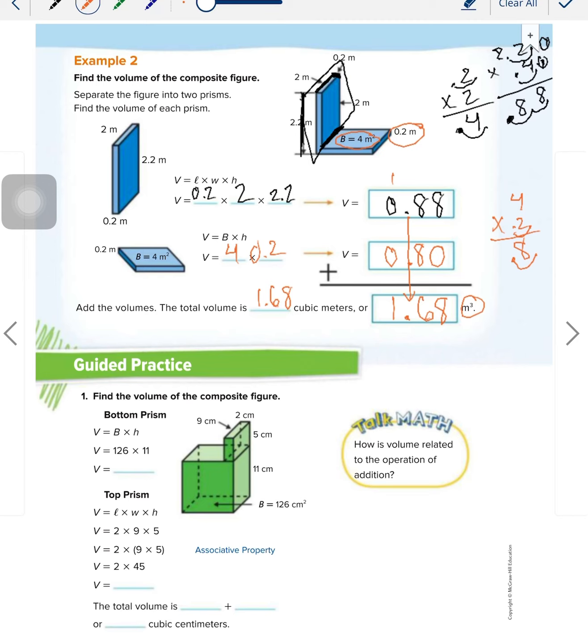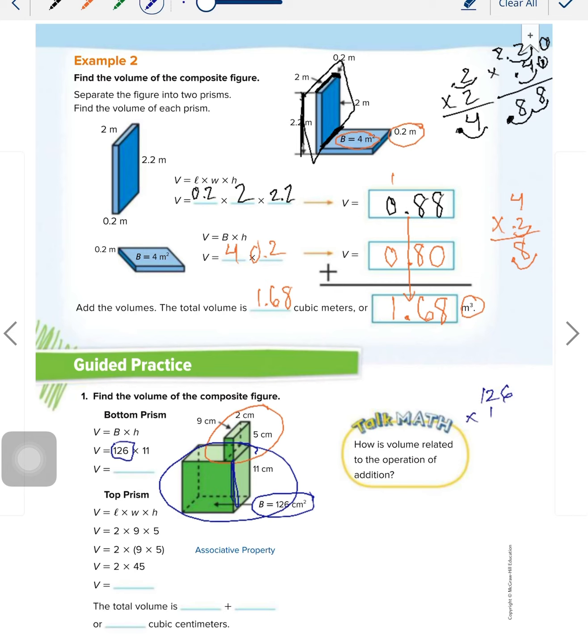Okay? All right, go ahead and do this one on your own, and then we will check your work. So go ahead and pause the video and solve it. All right, hopefully you pause the video and you're ready to solve. So I'm going to chunk them up this way and then this one, okay? Let's do the big one first, okay? So it tells us the base is 126 and our height is 11. So we have to do 126 times 11.